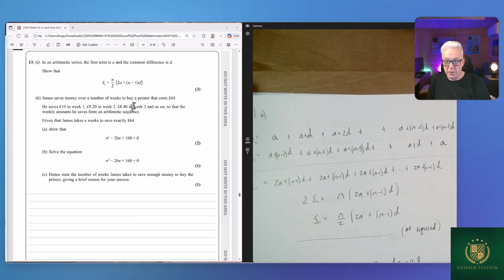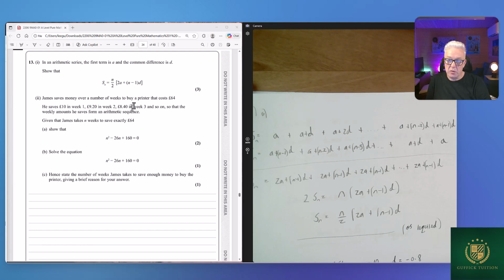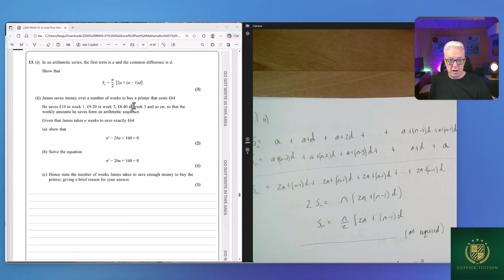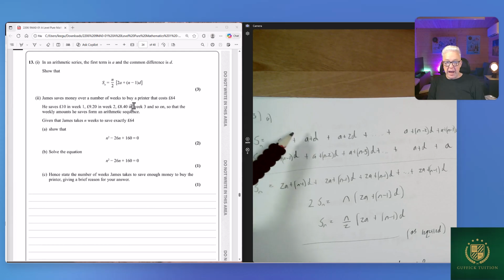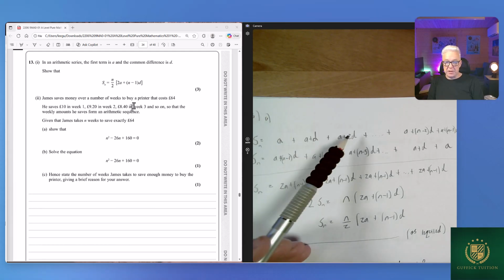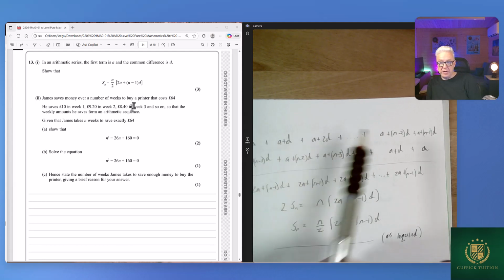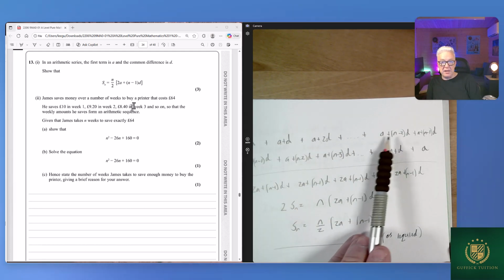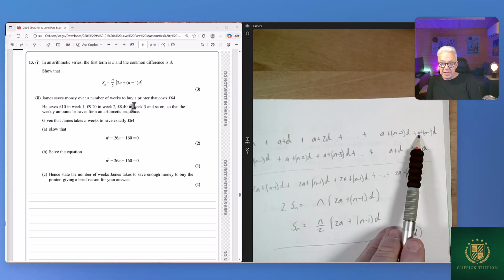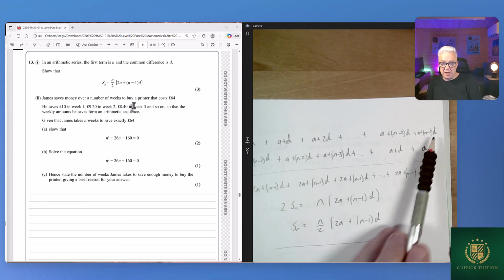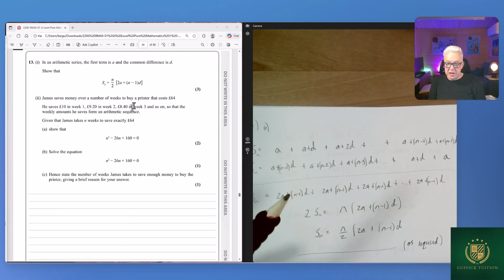So let's have a look and see what the process is for this. You start off by writing down the arithmetic series going forwards. So we've got a, and then a plus d, the second term. The third term is a plus 2d, and then it goes on and on. The penultimate term, the term before the end, is a plus n minus 2 times d, and the very last term is a plus n minus 1 times d. So that's a condensed version of the whole sequence.